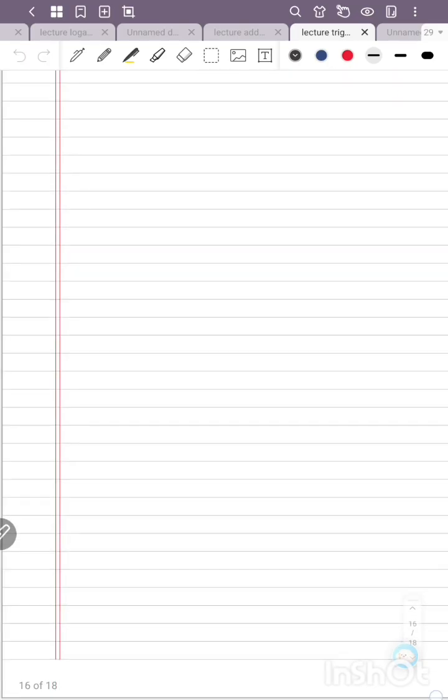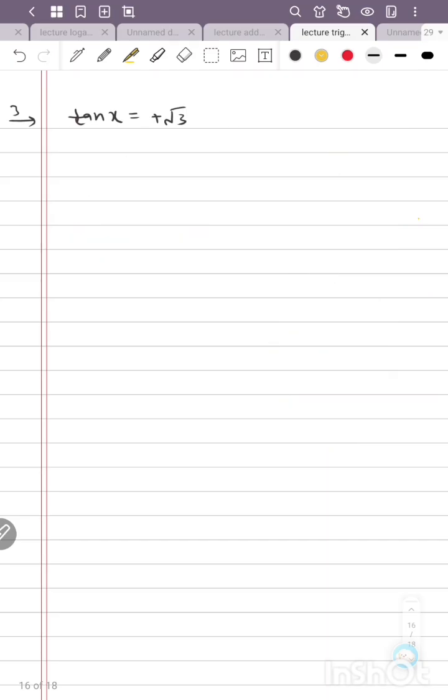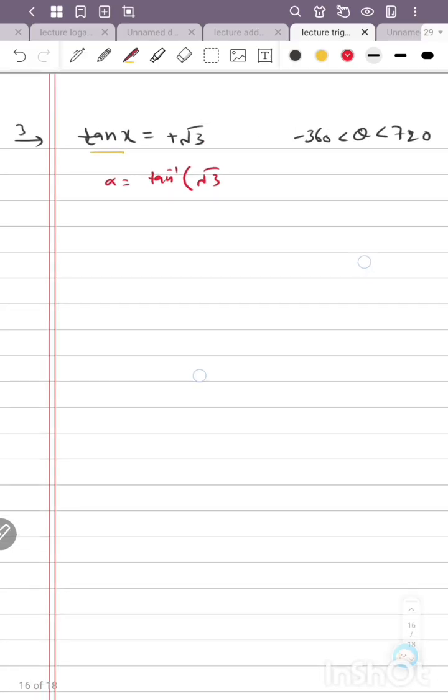Okay, now the next question is tan x equal to square root 3, and its interval is minus 360 less than theta less than 720. We have to find alpha, so we have tan inverse of square root 3. Now we get alpha is 60 degrees.